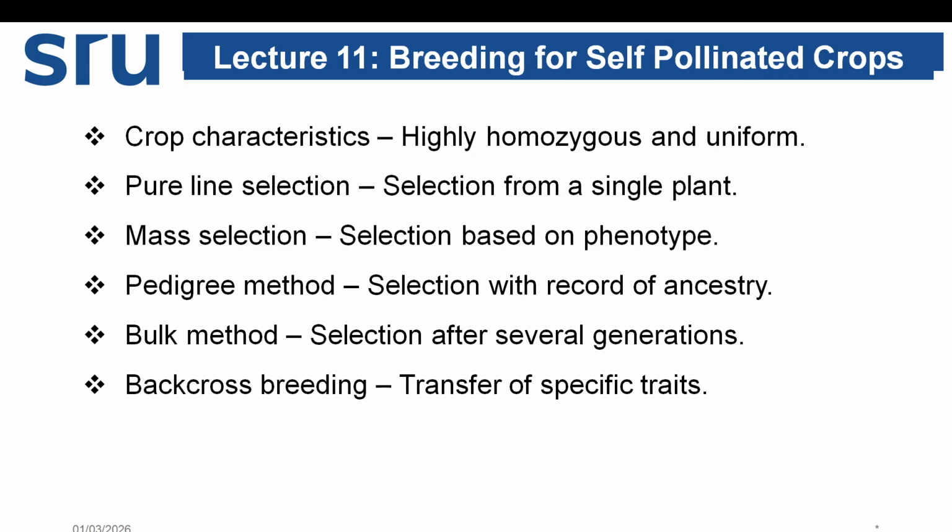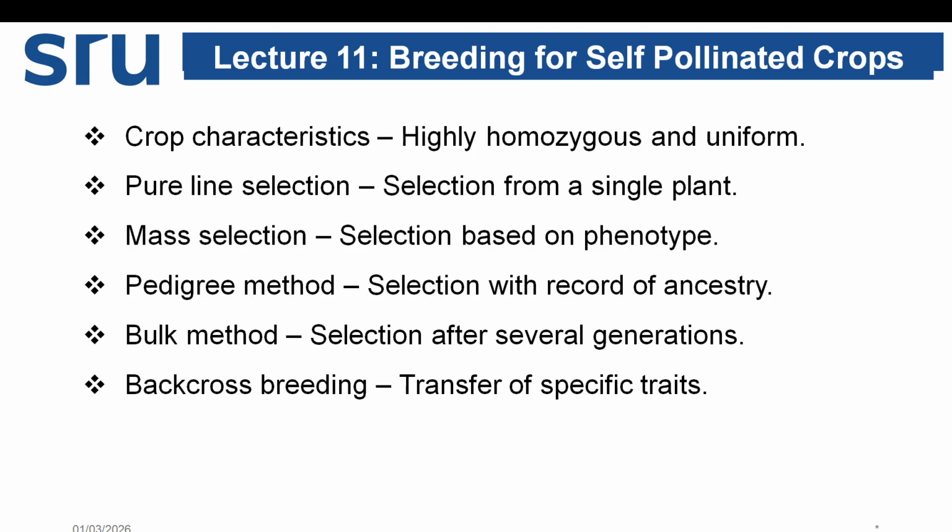Then in lecture number 11, we will see the different breeding methods for self-pollinated crops. As we know, self-pollinated crops are highly homozygous and uniform. There are different methods. First is pure line selection, that is, selection from a single plant. Then the next method is mass selection, that is, selection based on phenotype. Next we will see the pedigree method, that is, selection with a record of ancestry. As the name itself indicates, pedigree.